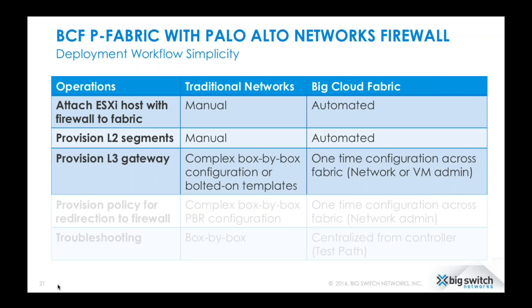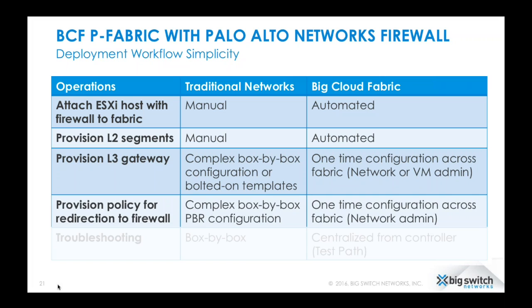Layer 3 gateway. Now, we talked about service insertion happening at the layer 3 gateway. Typically, it has to be configured on multiple boxes, and even if a traditional vendor would try to make it easier, it's typically done using bolted-on templates or some sort of bolted-on management system. With us, really, it's a one-time configuration across the fabric, and the reason that it's done is because of the controller-based architecture and the controller really seeing or having the entire view of the fabric.